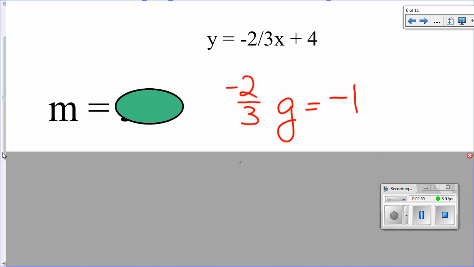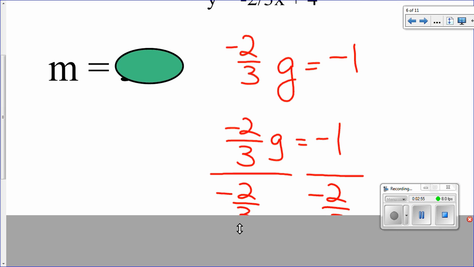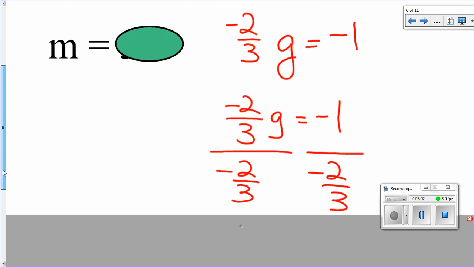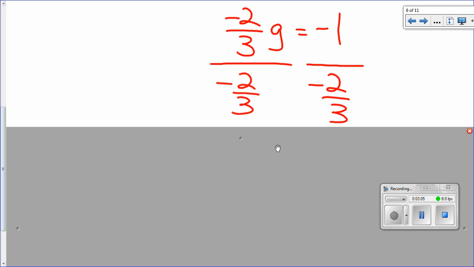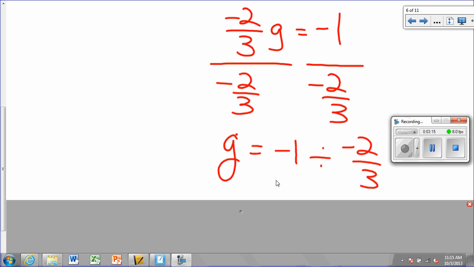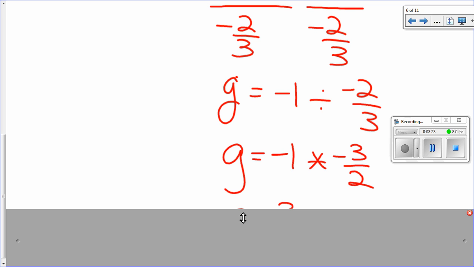Now you can solve this like a regular equation, and you're going to divide both sides by -2/3. Remember, this line means divide, even though it makes it look like a fraction. And when we divide by a fraction, this is the same thing as above. I just wrote it out differently for you to hopefully recognize it a little bit easier. When we divide by a fraction, we actually end up multiplying by the reciprocal. So in this case, it becomes -1 times -3/2.